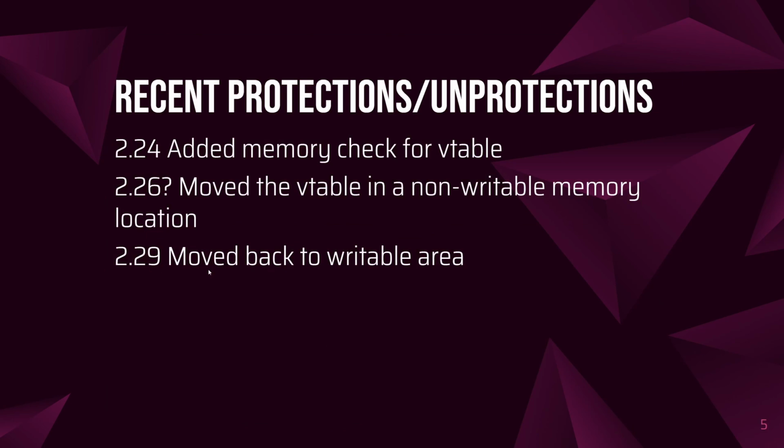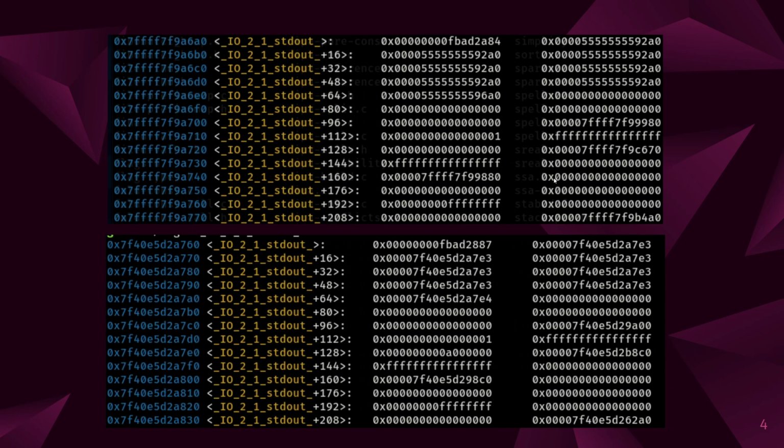But as we can see in 2.29, they moved it back to a writable location. And this is, I think, 3.1, and this would actually be writable. So if we actually went to this pointer location, we could overwrite the pointers there to get further execution if we wanted.